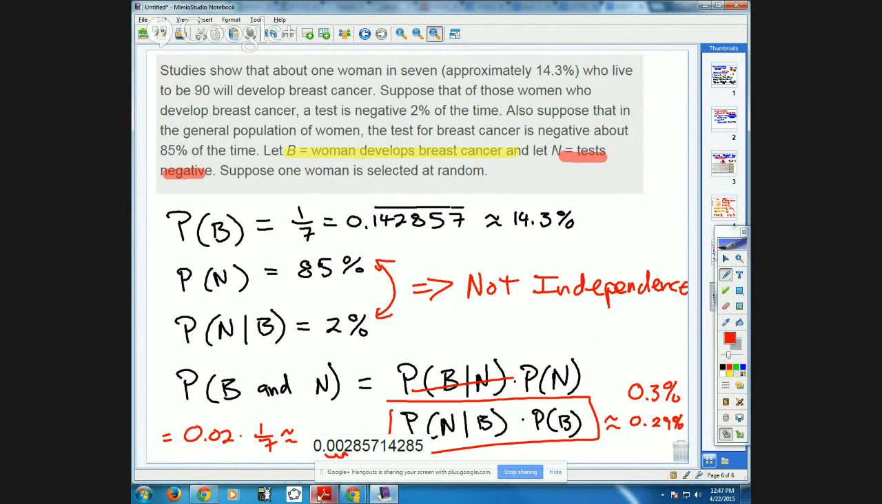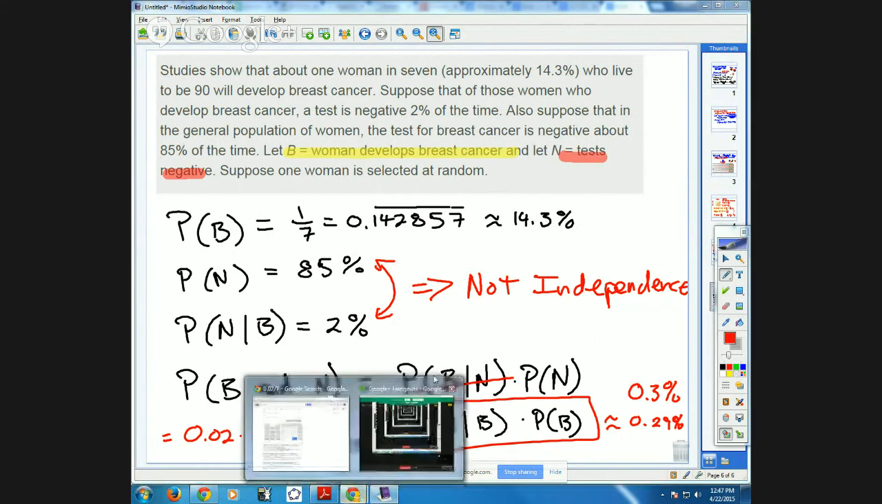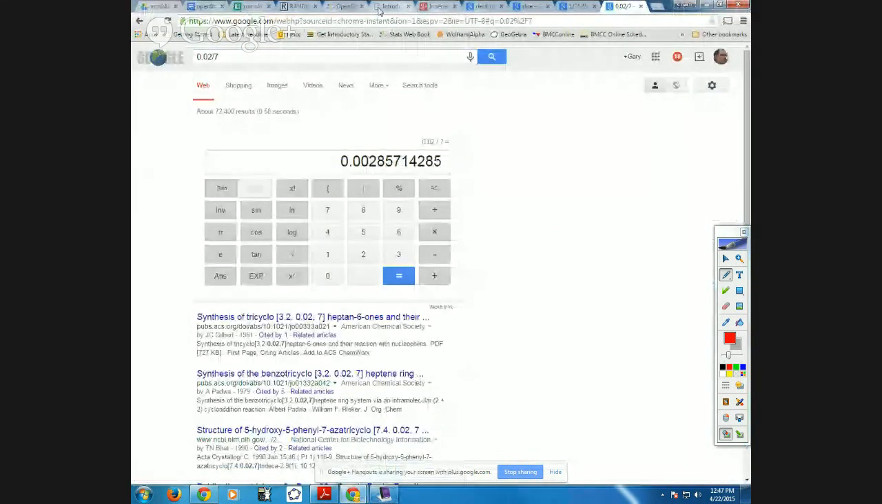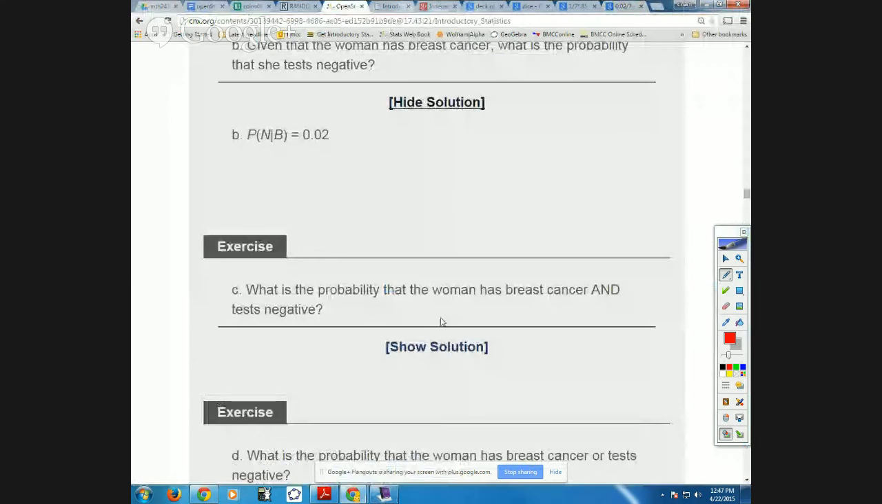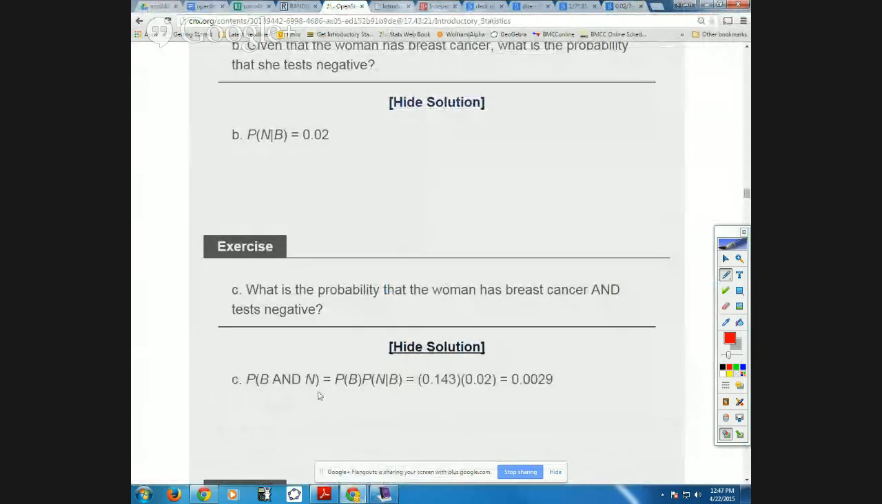Now let's check with the book. Where'd my book go? Right there, let's see if they agree with us. They say we have to multiply the probability of B times the probability of N given B, which is that 1/7 times 2%, and they're going to take it to the hundredth of a percent here.